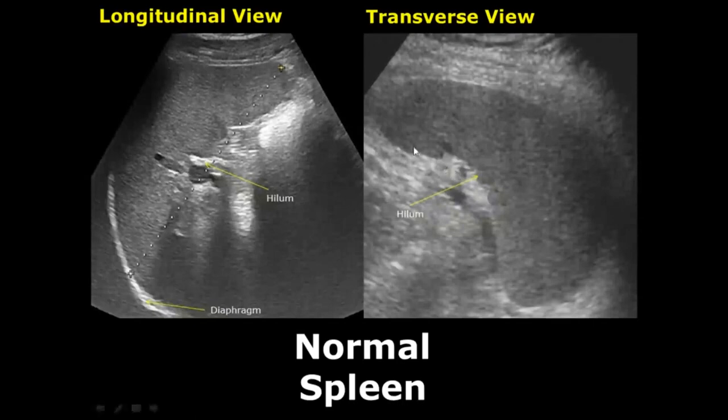Today we will discuss ultrasound appearances of the spleen. The spleen is an intraperitoneal organ that is crescentic in shape and has homogeneous echo texture. And the hilum is the region where the blood vessels enter and exit the spleen.